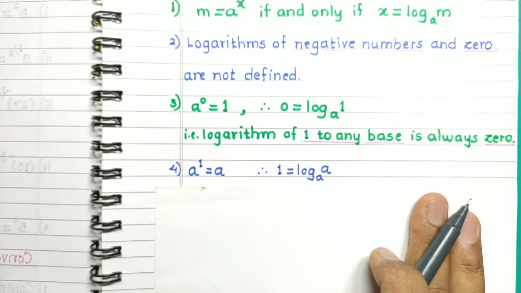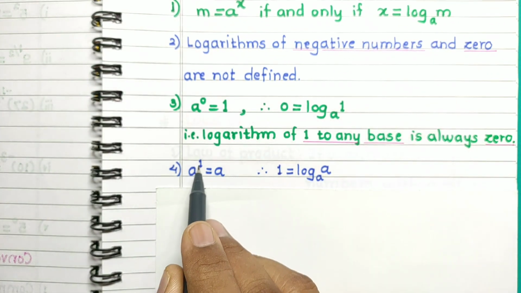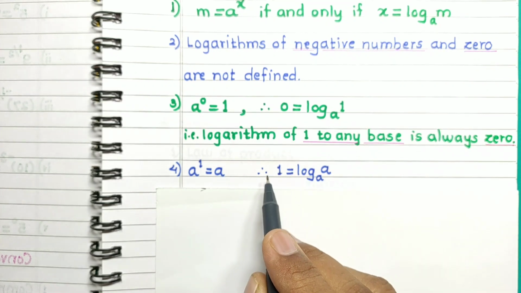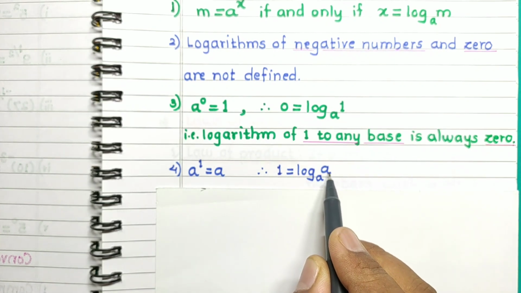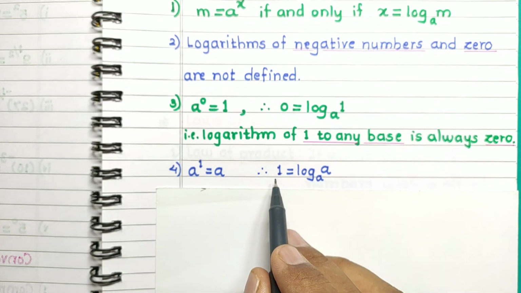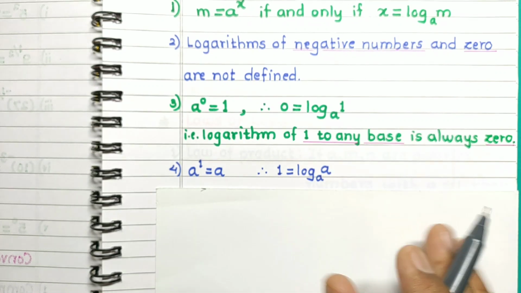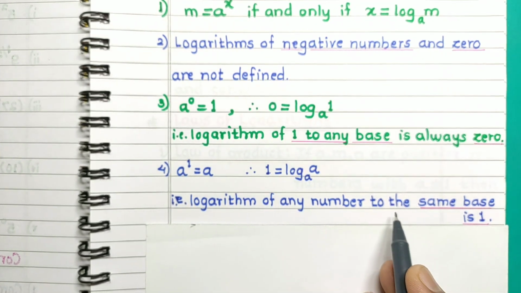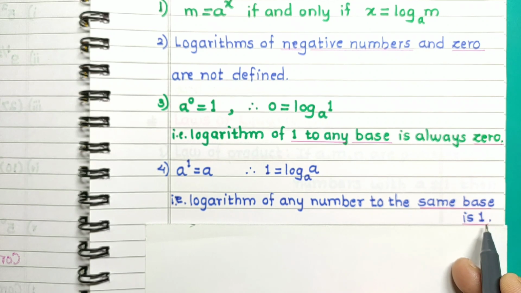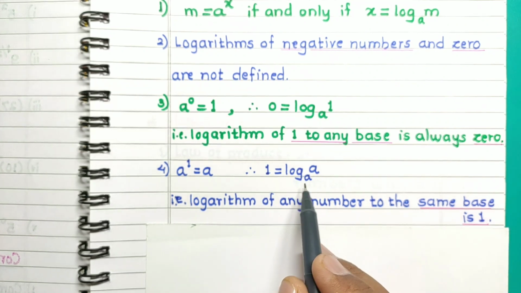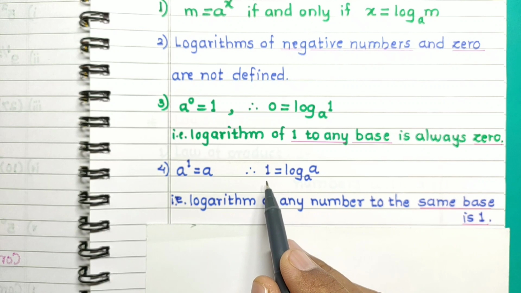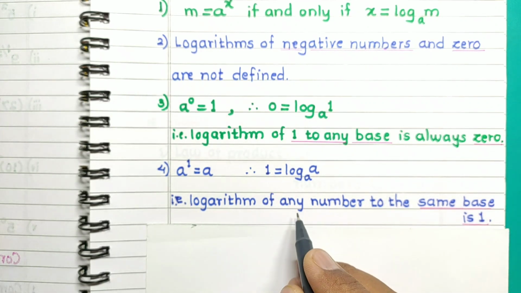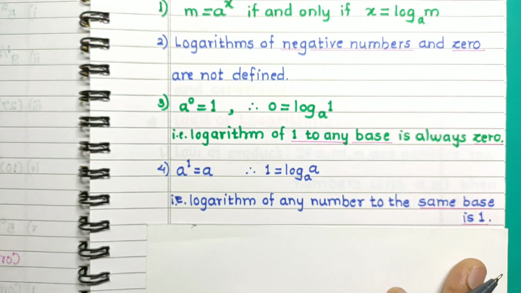Next, we know that a to the power 1 is again a. This is true for any number. So we have log of a to the base a is 1. That means logarithm of any number to the same base is 1. If I write log of 5 to the base 5, it will be 1. It is true for any positive number.